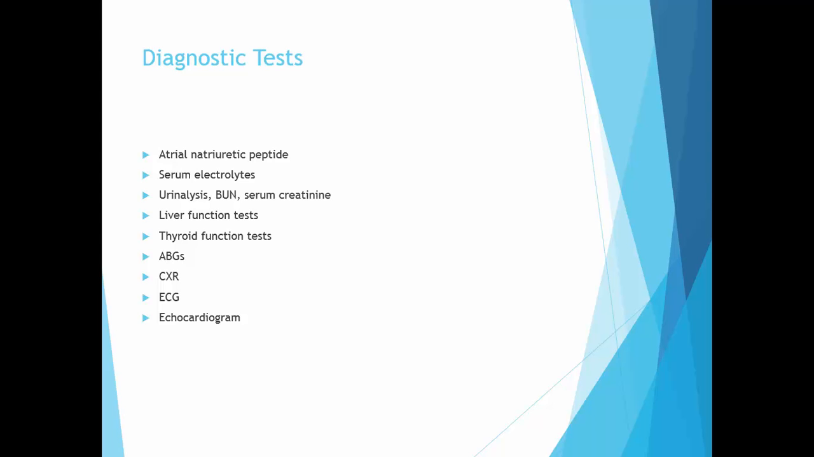Your thyroid function test: hypothyroidism and hyperthyroidism can have similar symptoms to that of heart failure, so you want to rule a thyroid problem out. ABGs are done to evaluate gas exchange. Chest x-ray can show pulmonary vascular congestion and cardiomegaly that is seen in heart failure. Your ECG can show dysrhythmias, ischemia, and infarctions. Echocardiogram is done to evaluate left ventricular function.